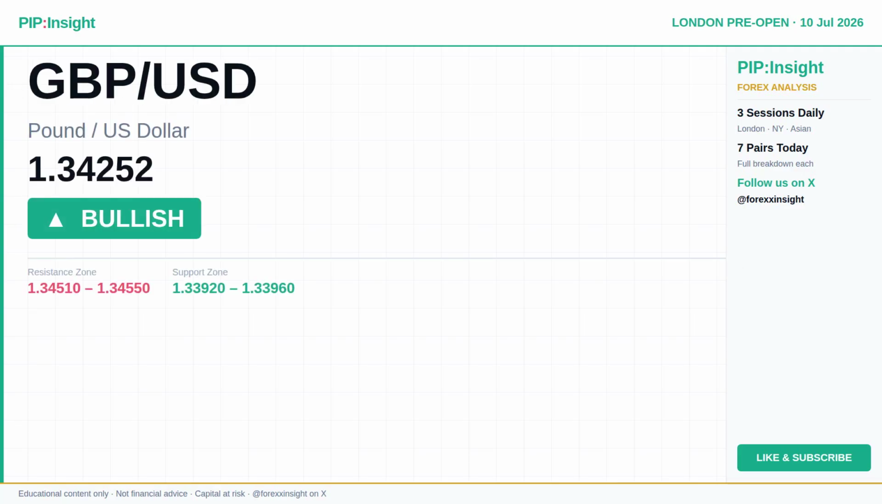Pound dollar. The chart is showing bullish structure on this session. The 4-hour trend is to the upside and the 1-hour is also pointing higher. Resistance is marked between 1.3451 and 1.3455. Support is marked between 1.3392 and 1.3396. Here is the full chart breakdown.